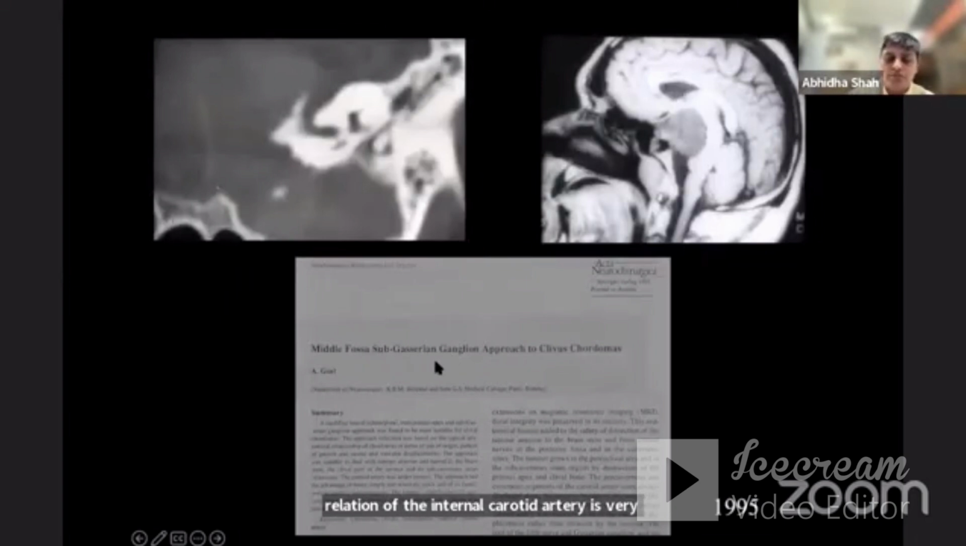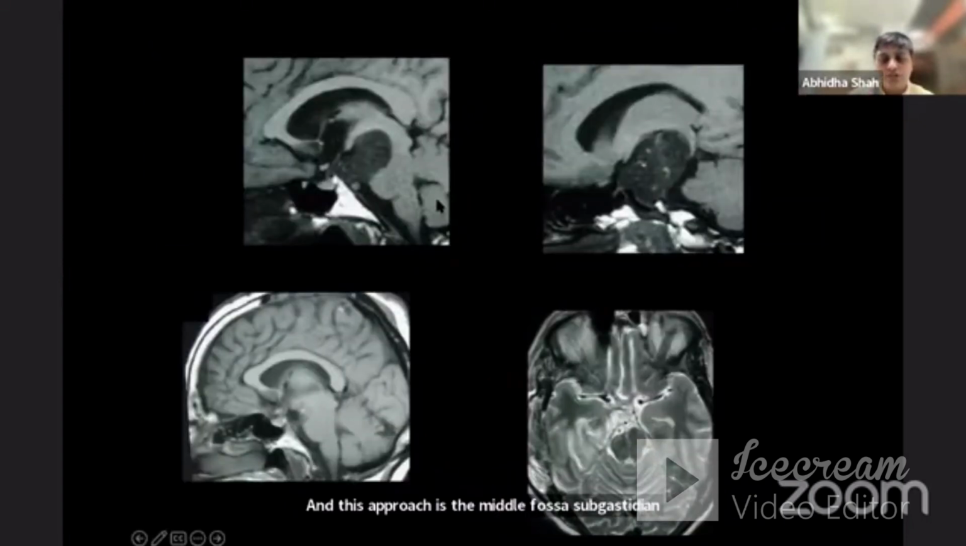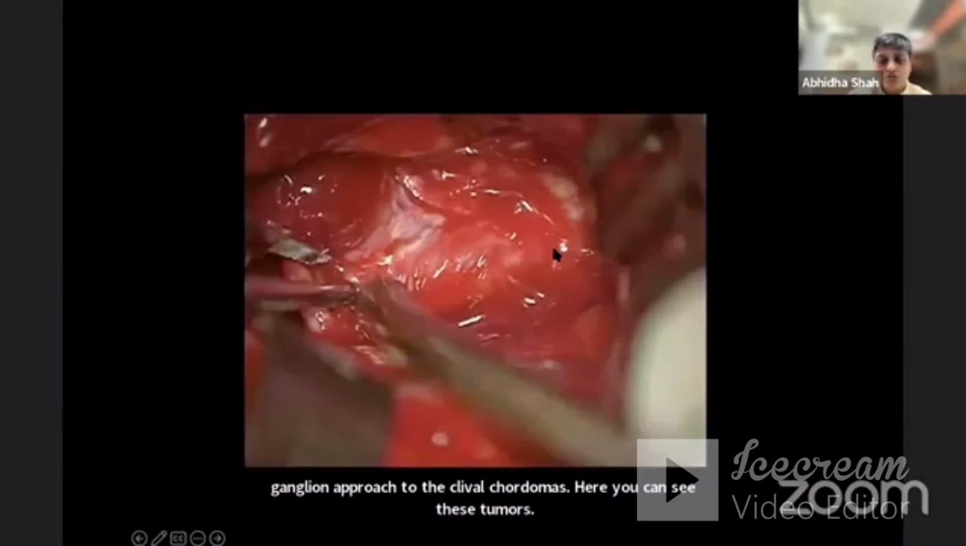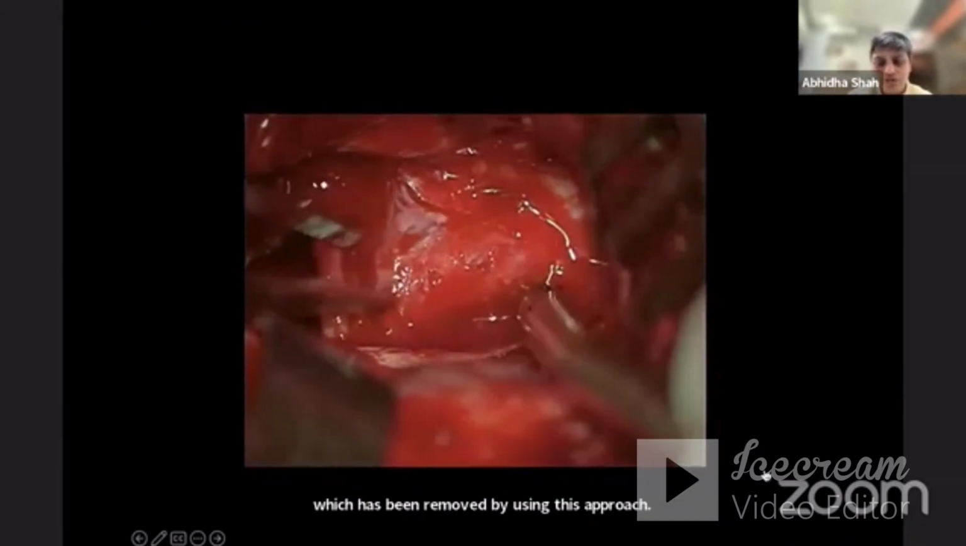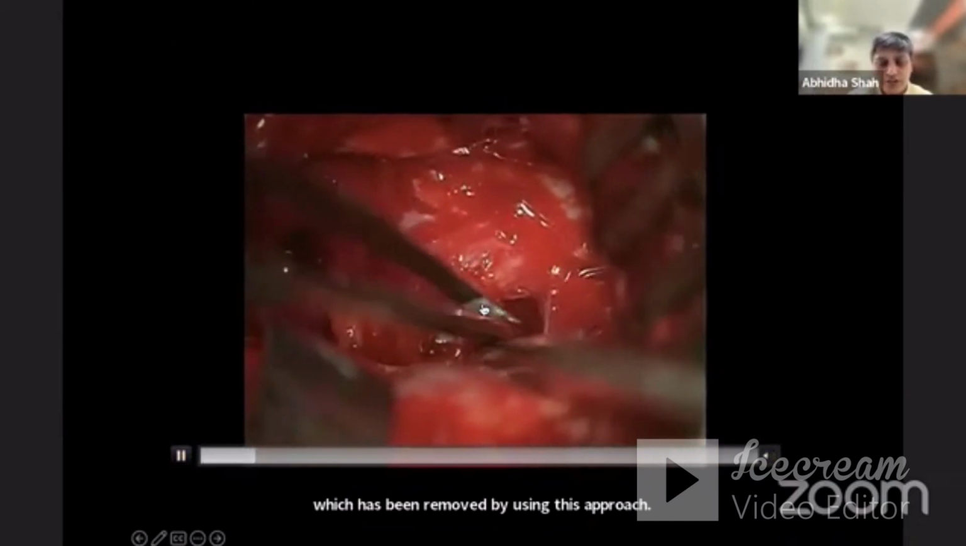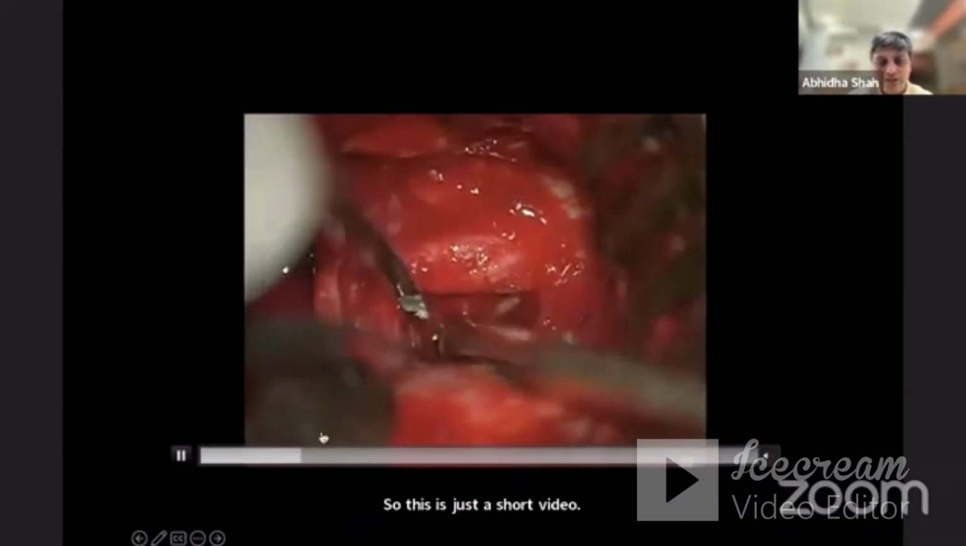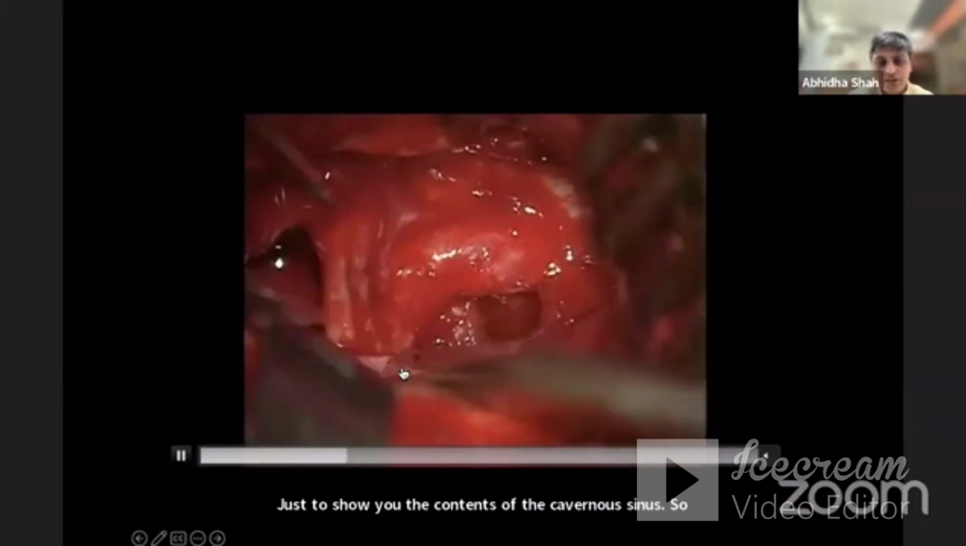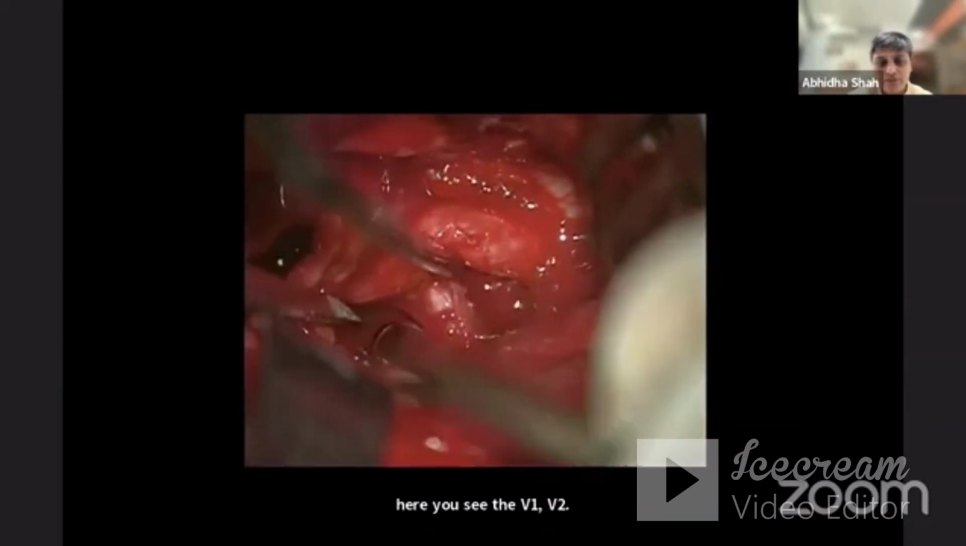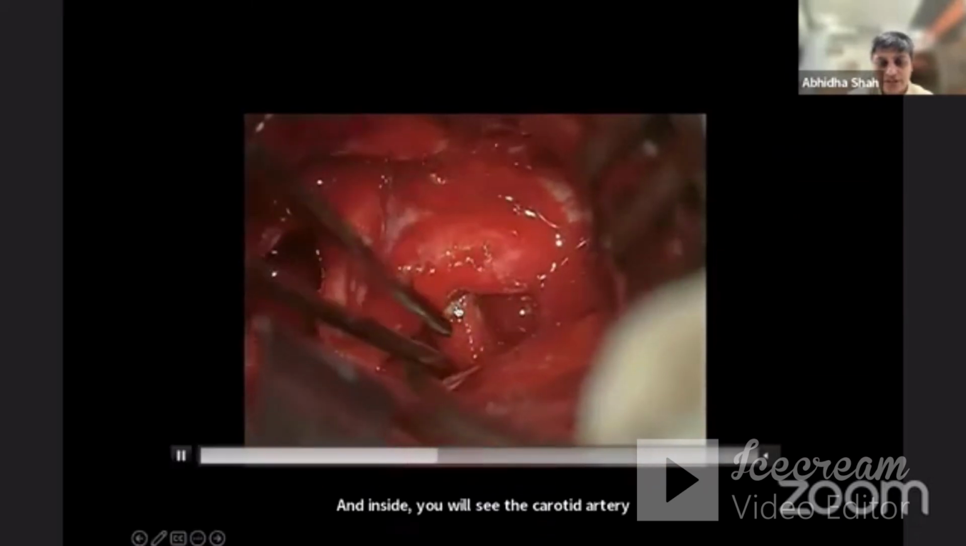And this approach is the middle fossa subgasserian ganglion approach to the clival chordomas. Here you can see these tumors, which have been removed by using this approach. So this is just a short video, just to show you the contents of the cavernous sinus. So here you see the V1, V2, and inside you will see the carotid artery. So you see, this is the carotid artery. This one here is the carotid artery.